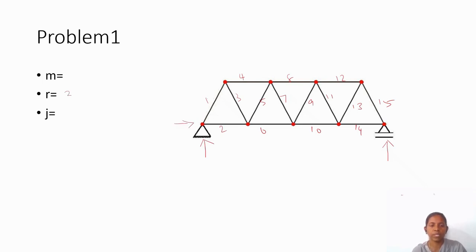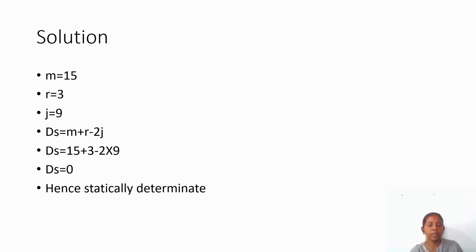So reactions 3, joints 1, 2, 3, 4, 5, 6, 7, 8, 9 joints. So number of members it is 15. So we can verify this: 15 members, 3 reactions, 9 joints. You apply this formula directly to get DS.